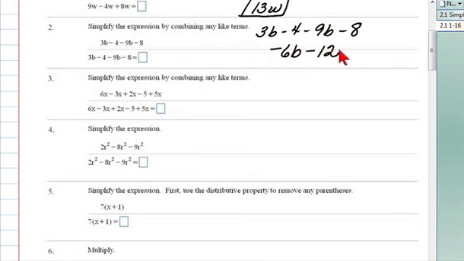Then I have a negative 4 and a negative 8, which gives you negative 12. The rules for the signs are, if the signs of the terms are different, you subtract and keep the sign of the larger one. If the signs on the terms are the same, you add them up and keep the sign. Now those are no longer like terms, so there's nothing I can do.